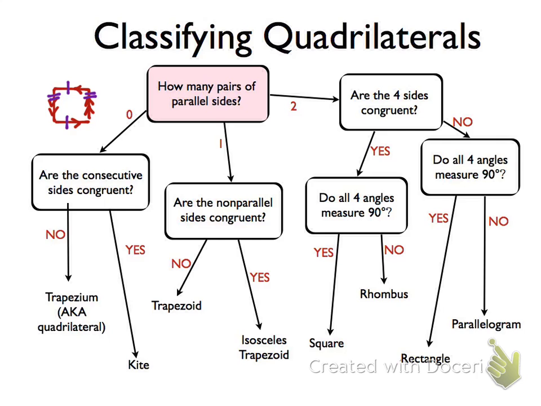So let's talk about where we start on this map. We're going to start here in the pink. How many pairs of parallel sides? Do you have 0, 1, or 2 pairs? We have 2 pairs, so we're going to follow this one over here. Are the 4 sides congruent? Are all 4 sides congruent? No. The opposite sides are, but not all 4. So we're going to go on over here.